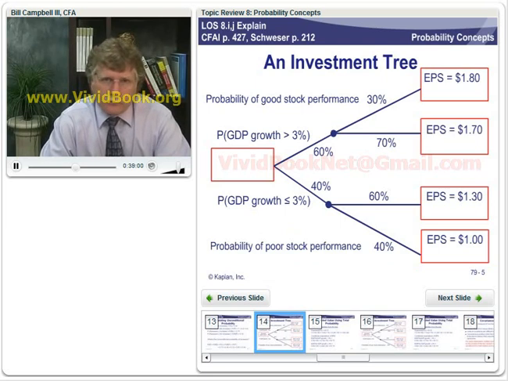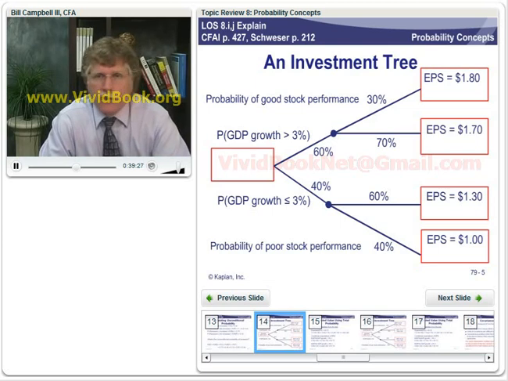So, here we have 2 possibilities. Either GDP is going to grow by more than 3% or it's going to grow by 3% or less. 60% chance of the former, 40% chance of the latter. If GDP grows by more than 3%, then our stock might do well or not so well. 30% chance that it does really well, 70% chance not so well.